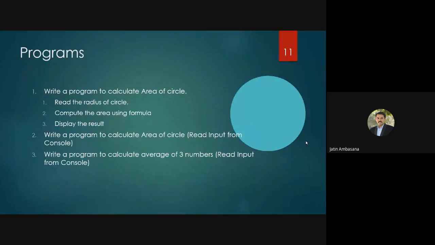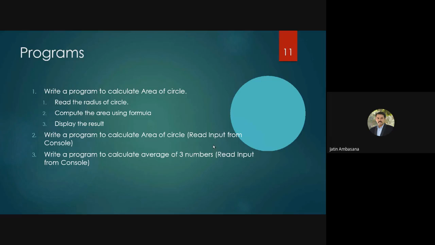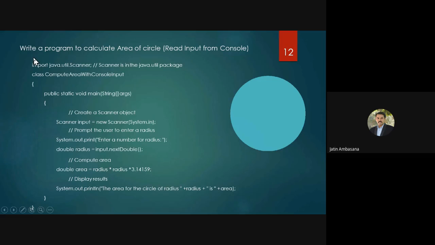Okay, then let's consider some examples, like write a program which calculates the area of a circle. So what do we need to do here? For this particular program, we need to read the radius of the circle, then compute the area using the formula, and then display the result, right? Check this out. This is the example. Here we will be reading the input from the console from the user.